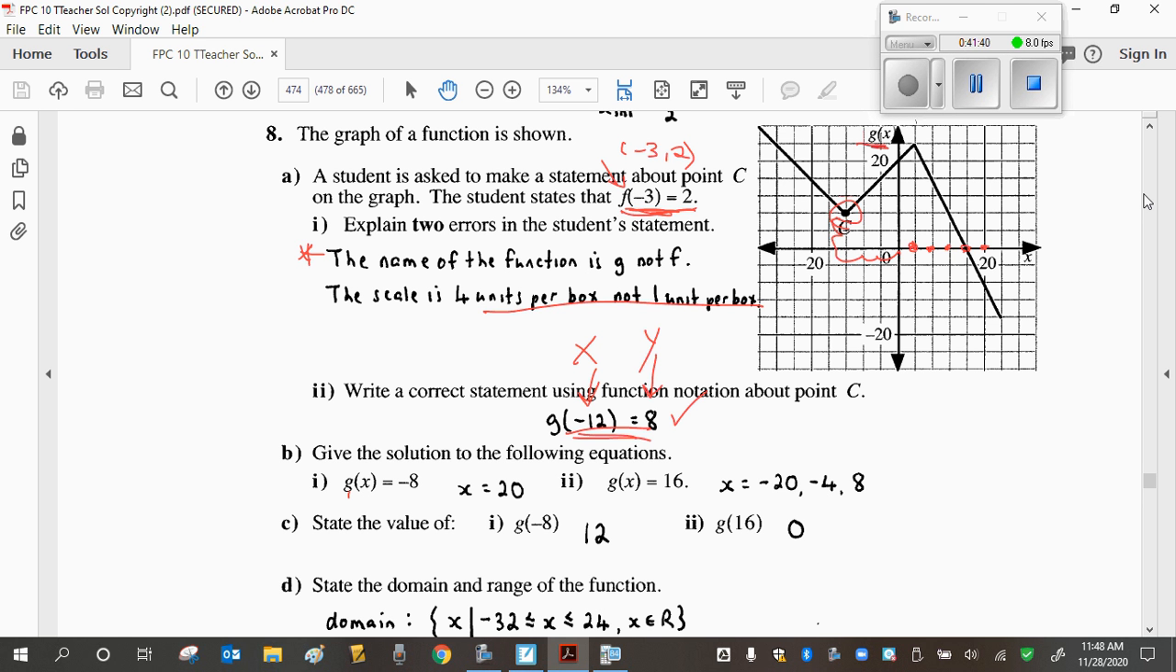Gives a solution, g of x, that means what, y equals -8. Where does y equal -8? Right here, 8 down. And what x is that? That's 20 to the right. Yay.